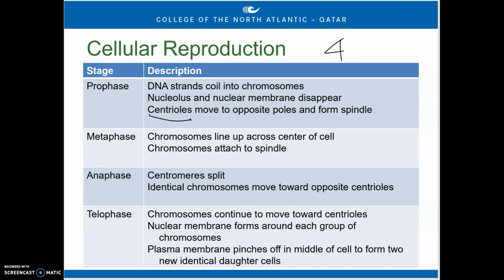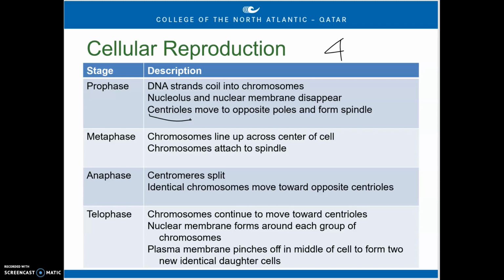Now, when we move to metaphase, the centrioles have connected to the chromosomes and they line them up across the center of the cell. It's a really easy phase to recognize because the chromosomes are well formed and they're usually lined up along the middle of the cell. During anaphase, the centromeres will split, and the identical chromosomes will move towards opposite sides of the cell. They're pulled apart by the centrioles.